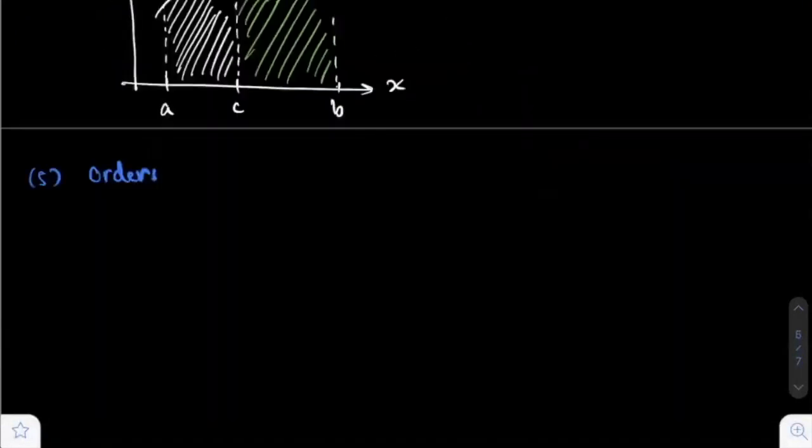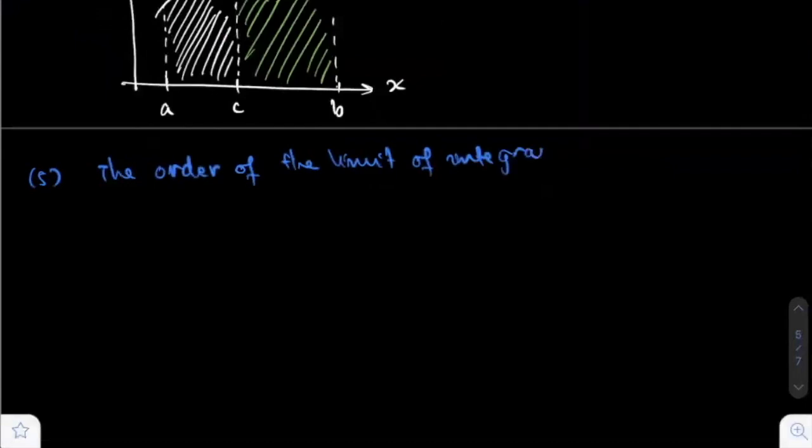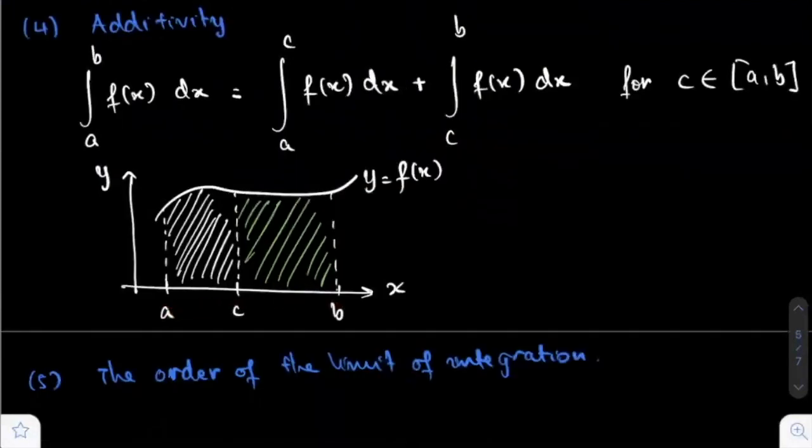Number 5, the order of the limits of integration. Right, so the order of the limits of integration matters. We define that the positive direction is always from left to right. Therefore, for the definite integral from a to b, a is always on the left of b, so the result is going to be a positive number. But if you want to, for some reason, go the other way, if you want to evaluate the integral from b to a, given that b is greater than a, that means you go in the reverse direction, then the result is going to be a negative number.